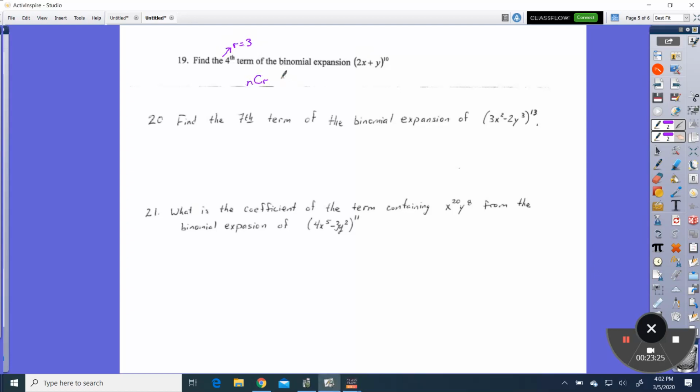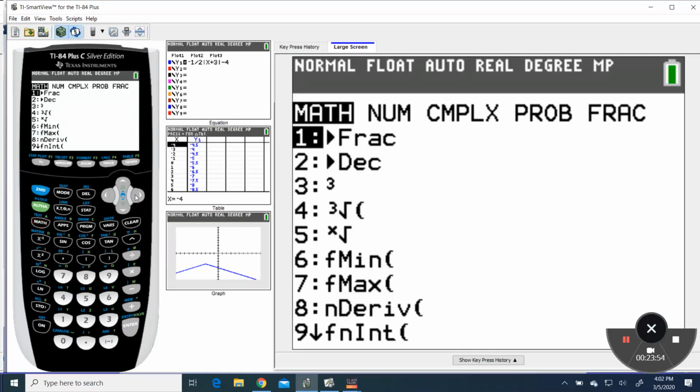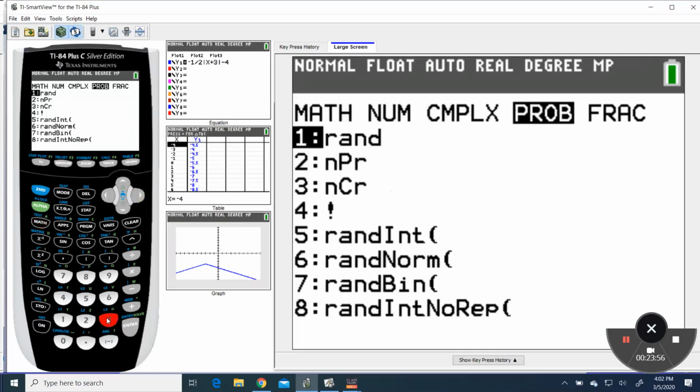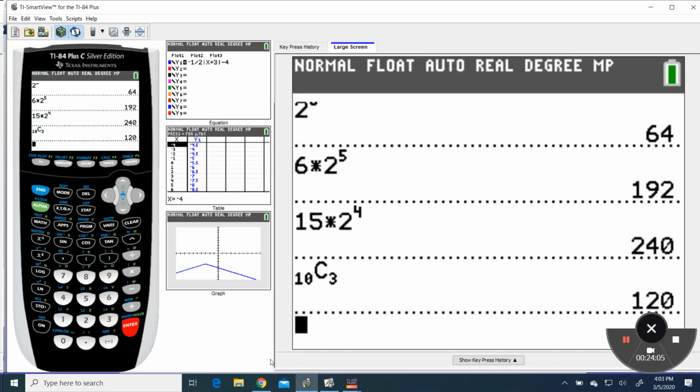So we're going to have nCr, the first term, 2x to the n minus r times y to the r. So remember, these two add up to be 10. So we know r is 3, so we're going to have 10C3, 2x, r is 3, so 10 minus 3 is 7, y to the 3rd. So now what I do is I just go 10C3 on my calculator. So I hit math, move it over to probability, go down to the 3rd one, 10, put a 3 in here, enter, and I get that it's 120.